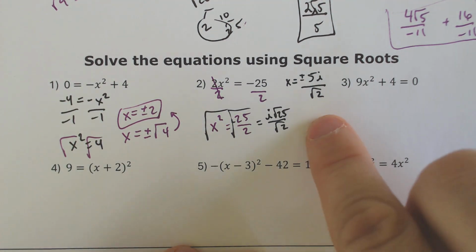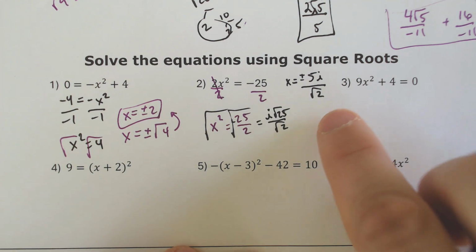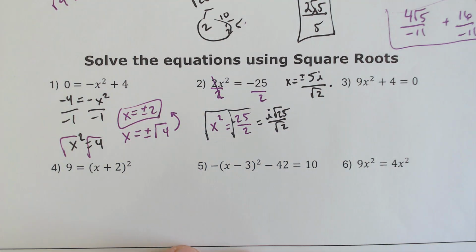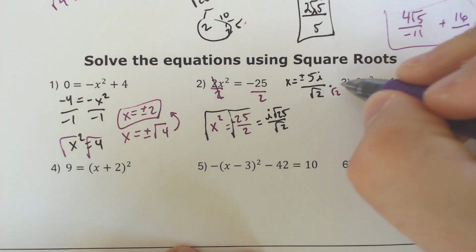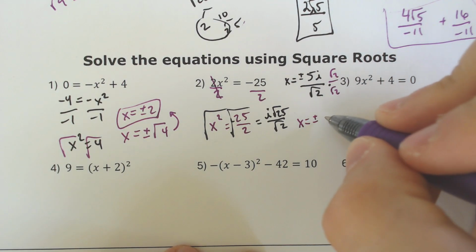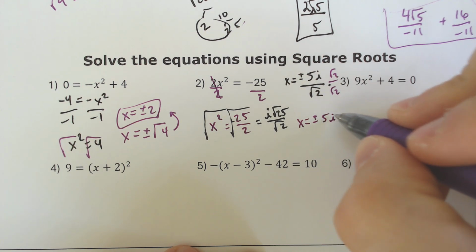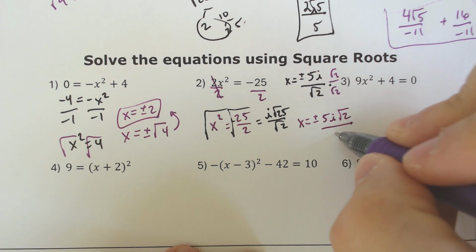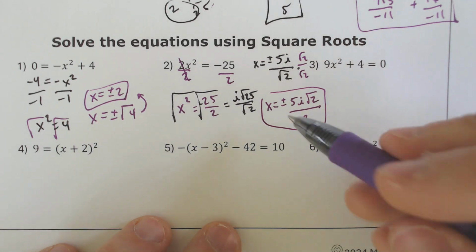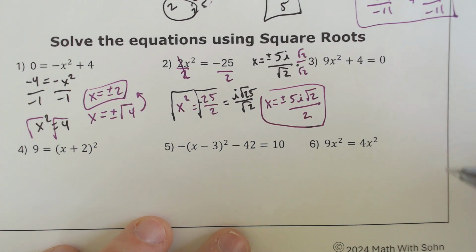Oh no, we have a square root on the bottom of the fraction. How do we get rid of the square root at the bottom of the fraction? You multiply both top and bottom by the square root of 2. And when you do that, you end up with x equals plus or minus 5i times the square root of 2 over 2. All right? That one's probably the weirdest and hardest one out of the solving.